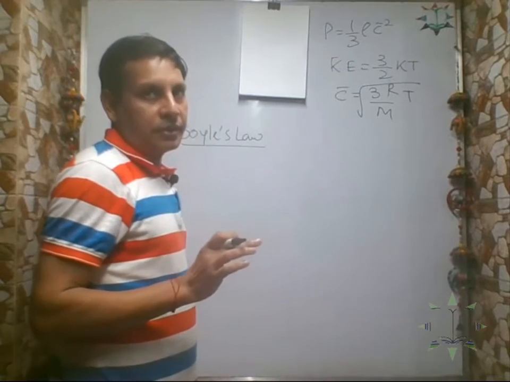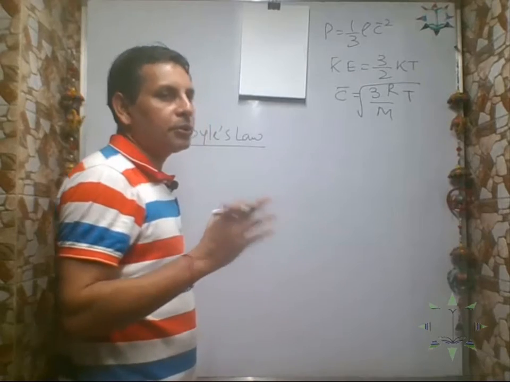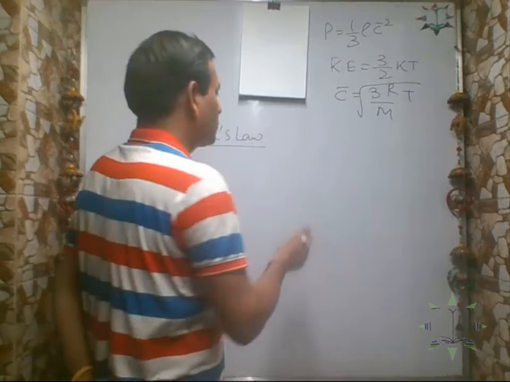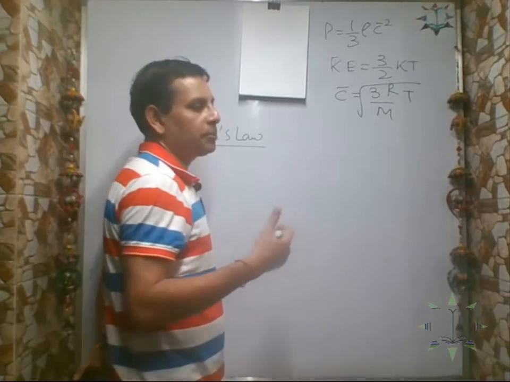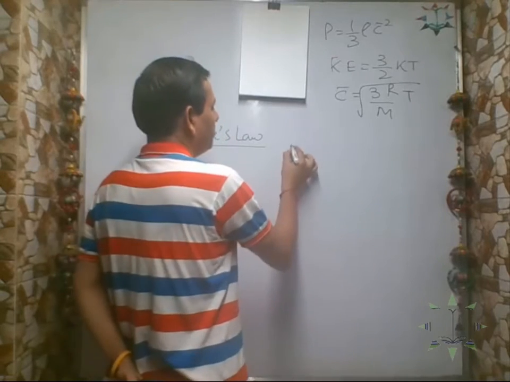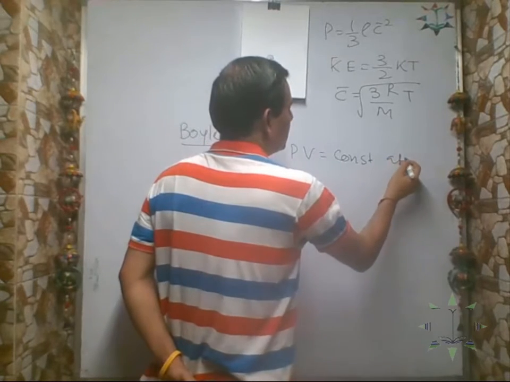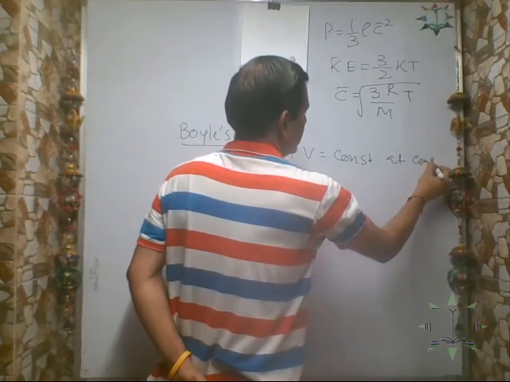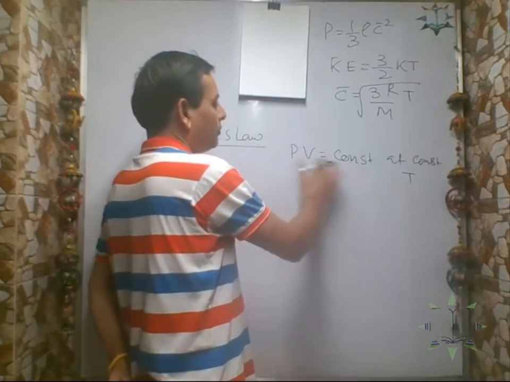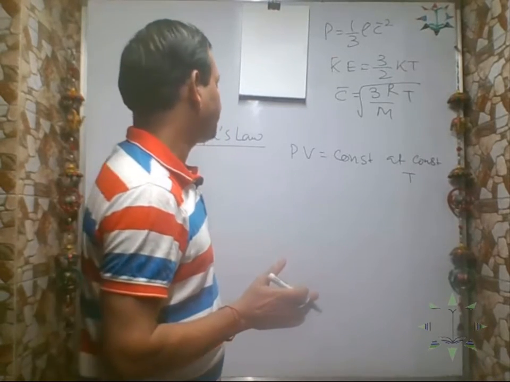At constant temperature, there is a definite relation between pressure and volume. If you increase the pressure, the volume will decrease. So volume is inversely proportional to the pressure applied. Or, taking this constant, PV equals a constant at constant temperature. If T is constant, then pressure and volume are inversely related.